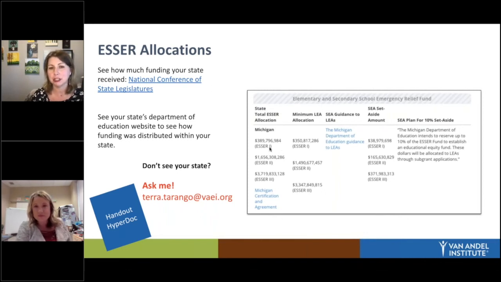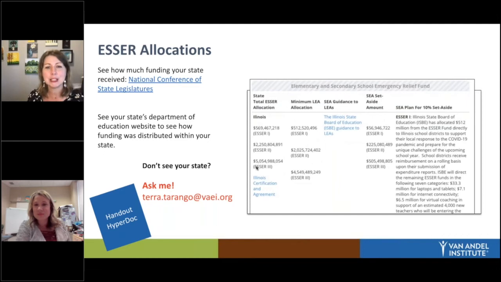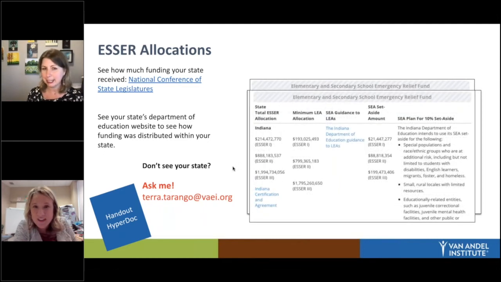So here, Michigan got about 390,000 with ESSER 1, 1.6 million ESSER 2, and ESSER 3, 3.7 million. I looked and saw where our folks were coming from for this webinar. The top three states were Michigan, Illinois, and Indiana. So I went ahead and pulled those for you just in case you're curious. Illinois looks like ESSER 3 funding was 5 million. For Indiana, I think that's billion.